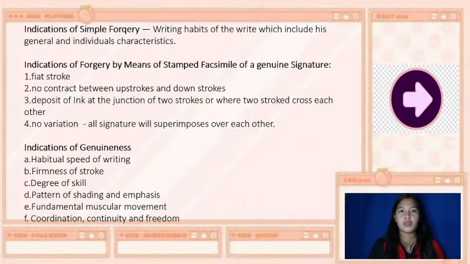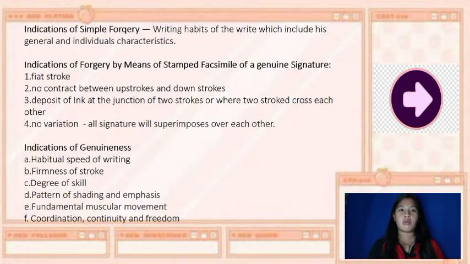Indications of simple forgery: the writing habits of the writer, which include his general and individual characteristics. Indications of forgery by means of a stamp facsimile of a genuine signature. First is flat stroke. Second is no contrast between upstrokes and downstrokes. Next is deposit of ink at the junction of two strokes or where two strokes cross each other. Next is no variation; all signatures will superpose over each other.